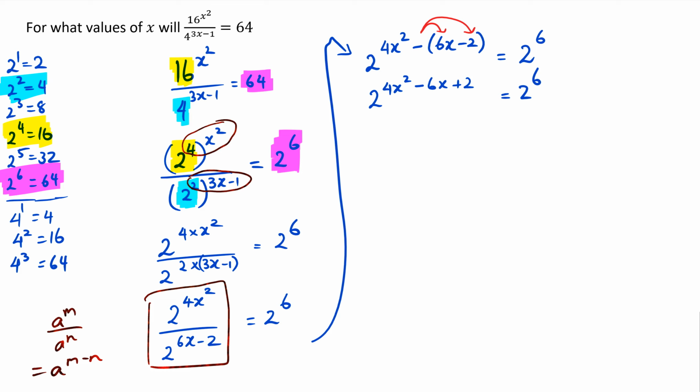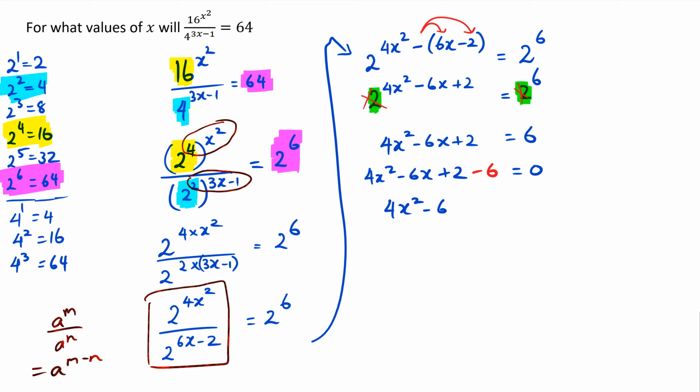The next thing is this. Because our two bases are the same, we can almost forget about them, get rid of them, and we just leave the powers equal to each other. So we got 4x squared minus 6x plus 2 equals 6. So I need to rearrange this quadratic to equal 0. So I've got 4x squared minus 6x plus 2 minus 6 is equal to 0. Simplifying this, I've got 4x squared minus 6x minus 4 equals 0.